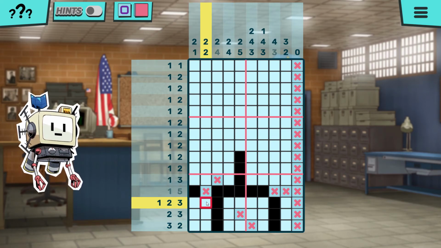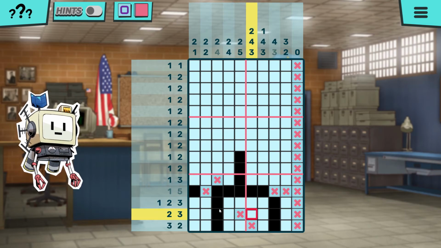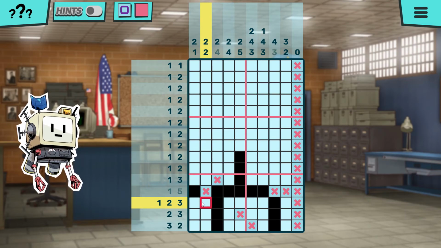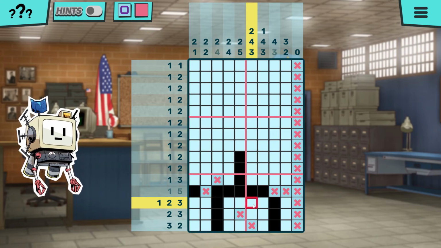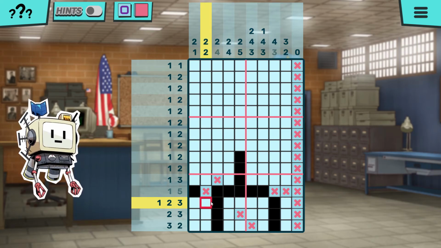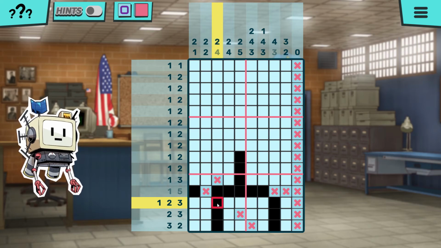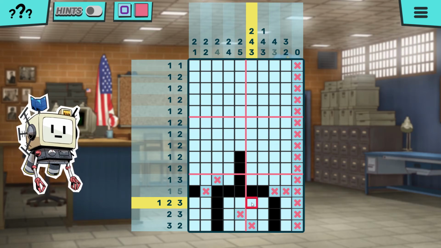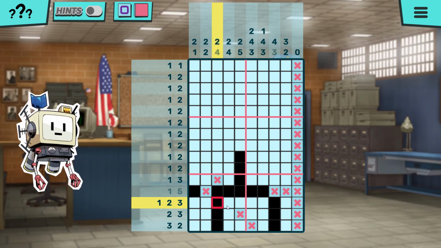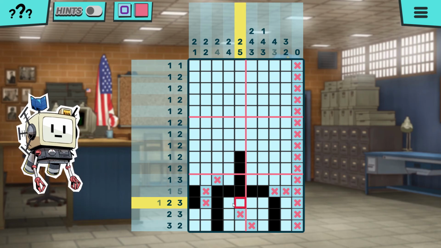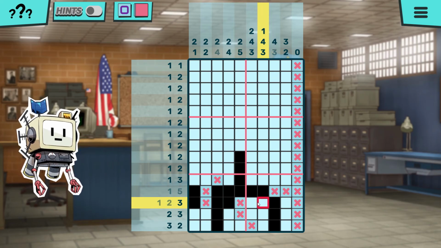Wait, 1 blank, 2 blank, 3 works. Does 1 blank, 2 blank? Yep, also works. No, it doesn't. Wait, 1 blank, 1, 2 blank. No, it doesn't work. This has to be the 2. So this has to be a 1. This has to be blank. This has to be the 2 then.